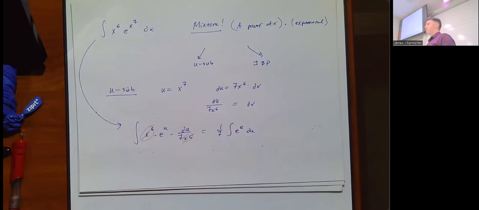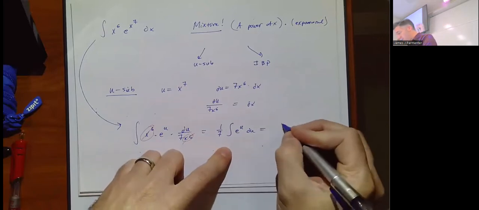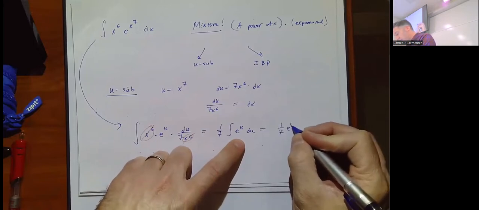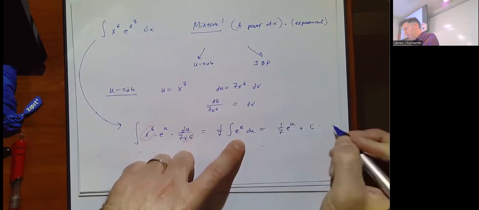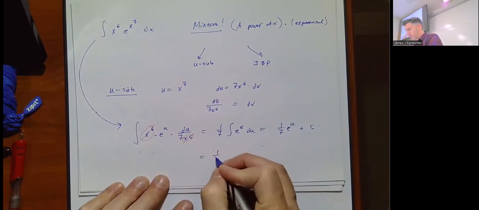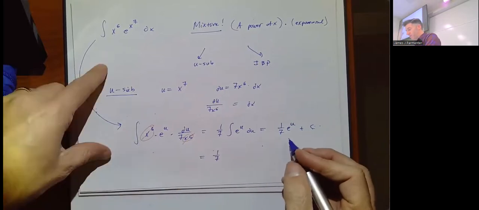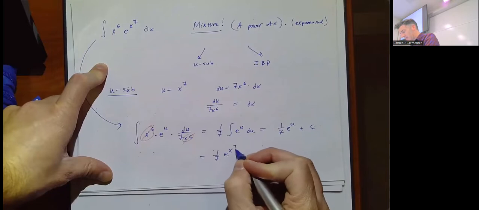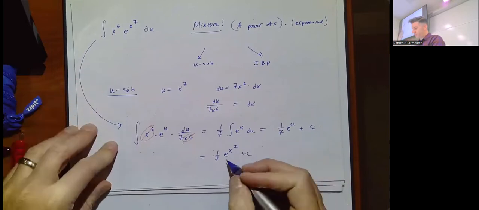Do be careful and thoughtful here. You still have to anti-differentiate e to the u. I know I'm going to get e to the u, but I really want you to think, I'm doing a thing. When I go from this step to the next step, I am taking the antiderivative of e to the u, and I'm getting e to the u, and then I'm tacking on a plus constant. And then lastly, I have to go back to the variable I started with since it's an indefinite integral. So u is x to the 7th, so I'm going to get 1/7 e to the x to the 7th.